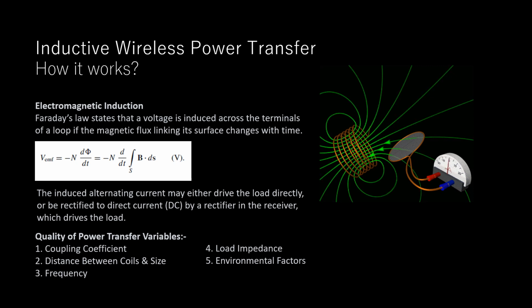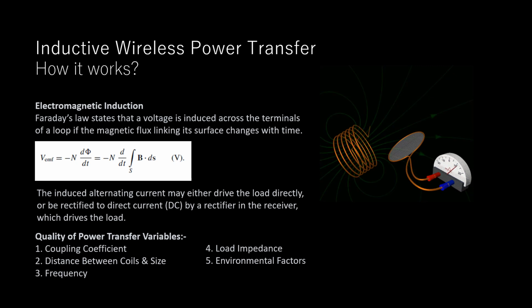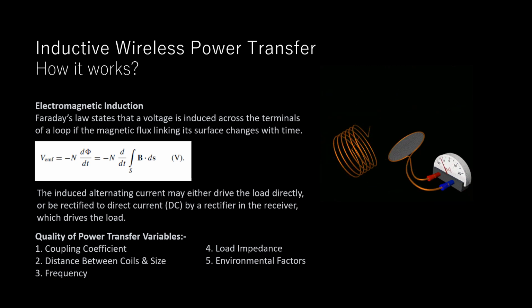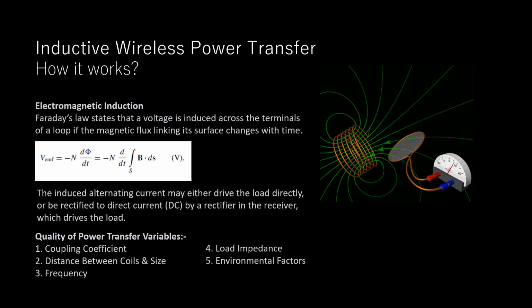The size and shape of the coil can also affect the strength of the magnetic field. Larger coils generally produce a stronger magnetic field and can transfer more power. The frequency of the AC also affects the efficiency of the power transfer. The resonant frequency of the coils should be matched for maximum power transfer efficiency.